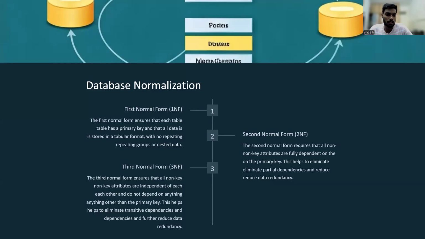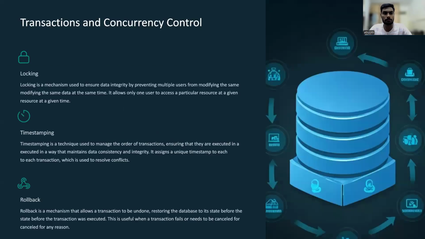Third normal form, 3NF. The third normal form ensures that all non-key attributes are independent of each other and do not depend on anything other than the primary key. This helps to eliminate transitive dependency and further reduce data redundancy.